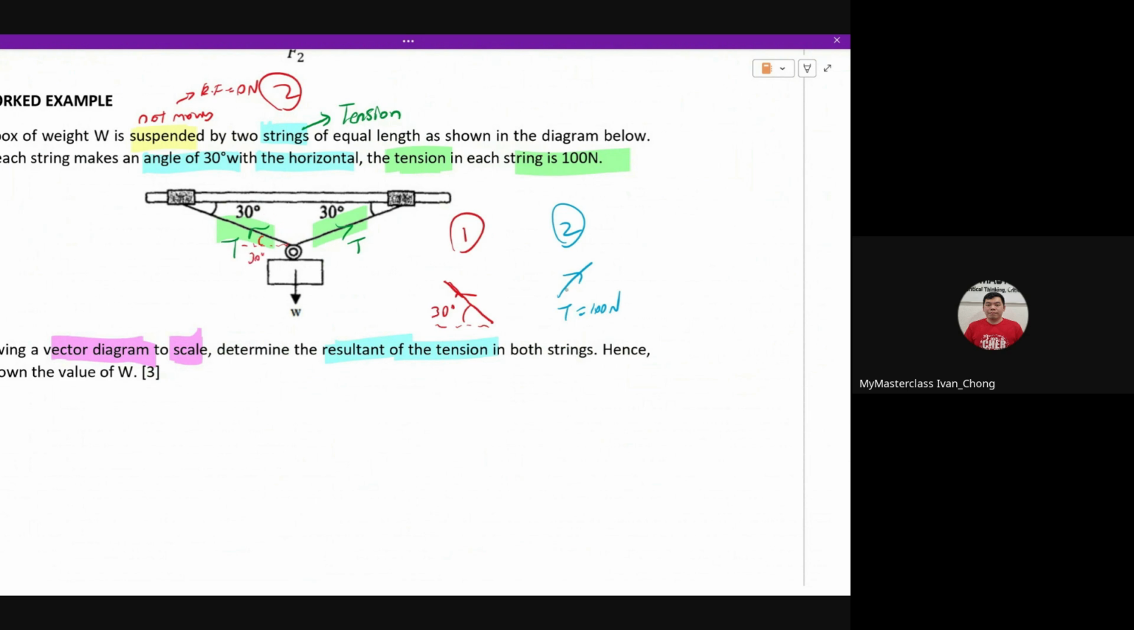Okay, same thing for the blue one. This is also 30 degrees if you draw a dotted line here. So you will want to add these two up and then combine them together.